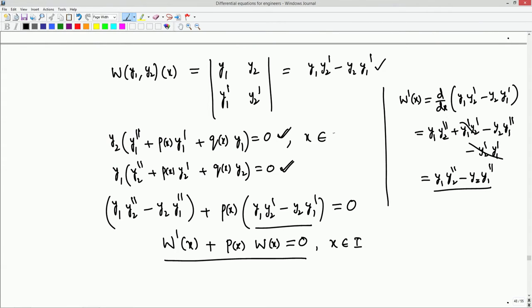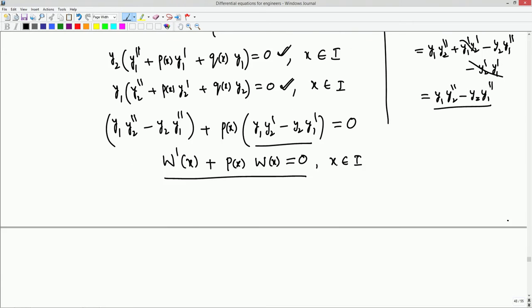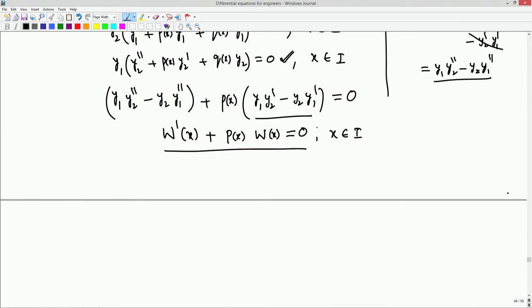Wherever this differential equation is defined, that is where this Wronskian is also defined. So you have this first order linear homogeneous ODE whose solution you can simply calculate. This is exactly equal to dW/dx + p(x)W(x) = 0. So this implies the variables are already separated: dW/dx = -p(x)W(x). So I can write dW/W + p(x)dx = 0.